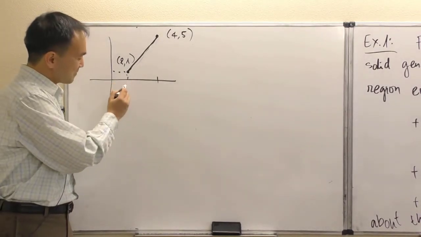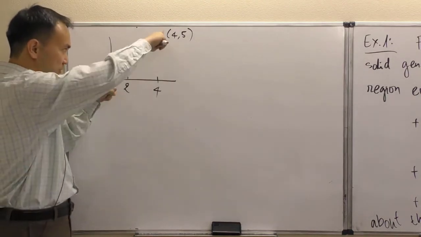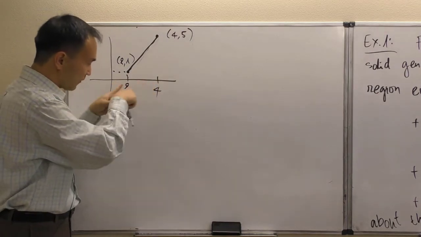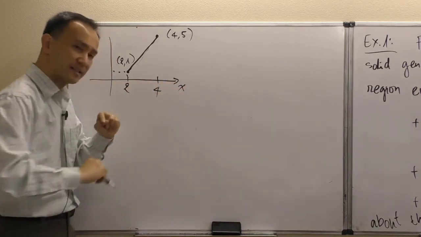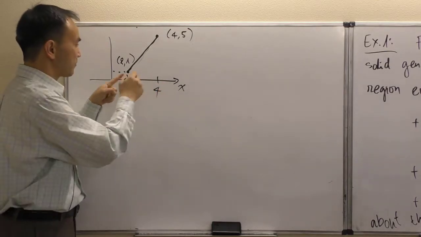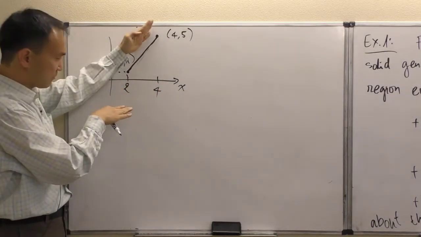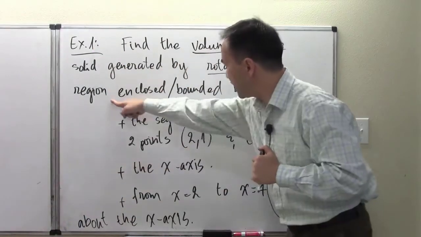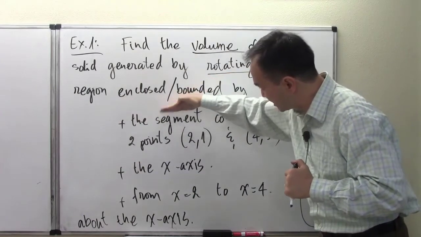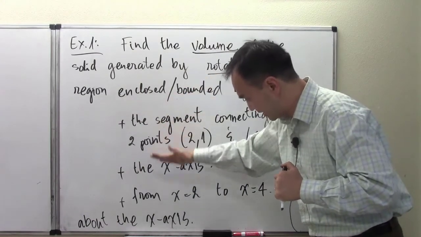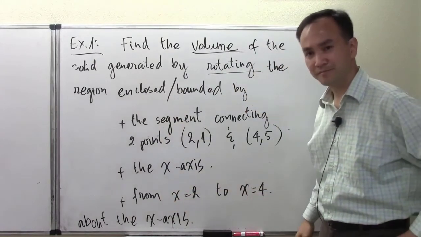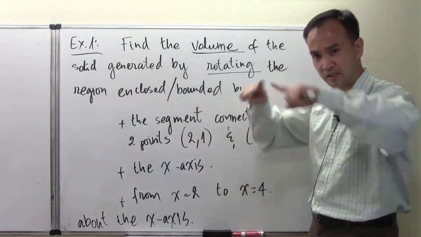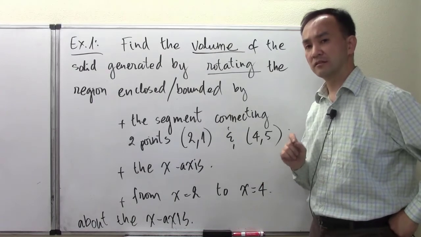Okay, so now from 2 to 4, see? After we get that, here's the area between 2 and 4, from x equals 2 to x equals 4. So imagine your x-axis is here, x equals 2 to x equals 4. And then between the segment and the x-axis. The region is enclosed by the segment connecting those 2 points, the x-axis, and from x equals 2 to x equals 4. With those 3 pieces of description, that defines our region that we're rotating.